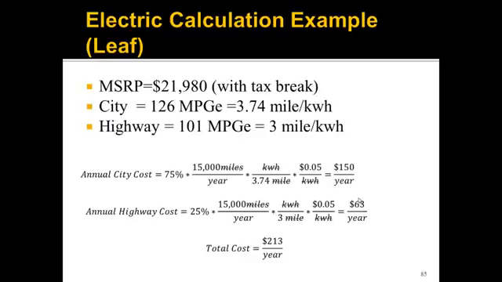So now we know our miles per gallon equivalent in miles per kilowatt hour. And for the annual city cost, same thing, except now instead of miles per gallon, we have miles per kilowatt hour. And instead of $4 per gallon, we have how many dollars per kilowatt hour we use. So you can see we did the same thing for the annual highway cost, except it's a different miles per kilowatt hour. And we get a total cost of $213 a year. So it's a lot less driving on electricity than driving on gasoline.